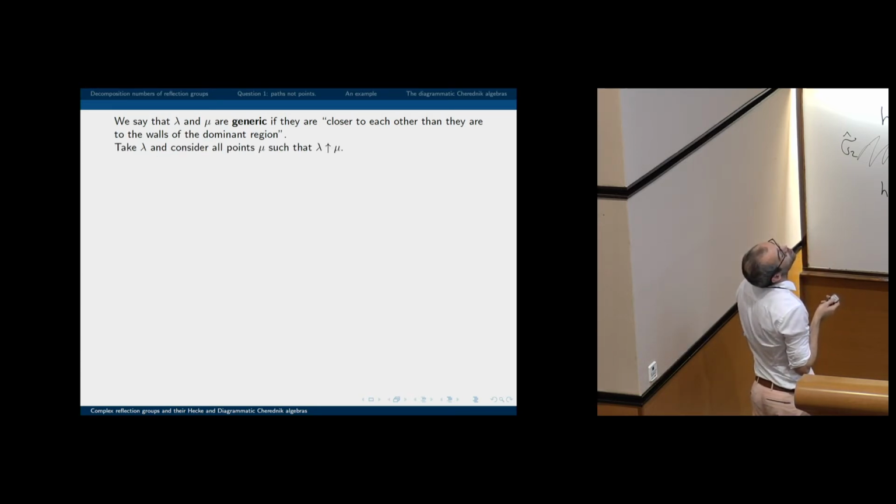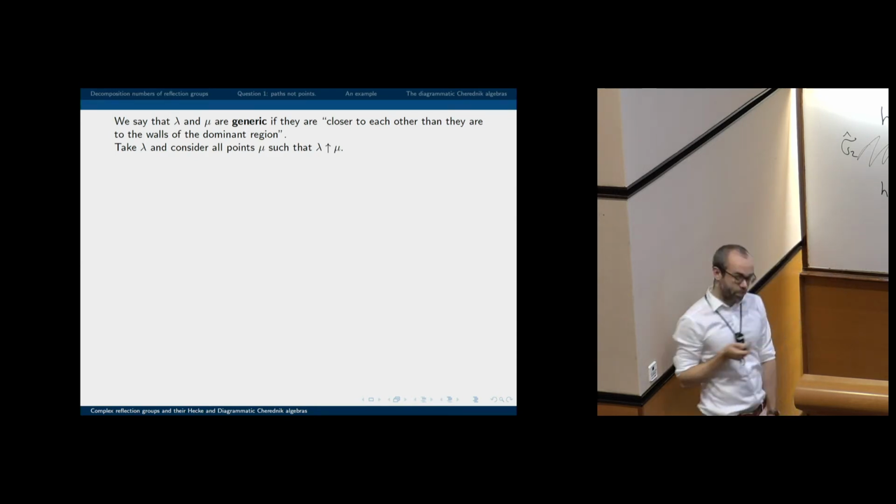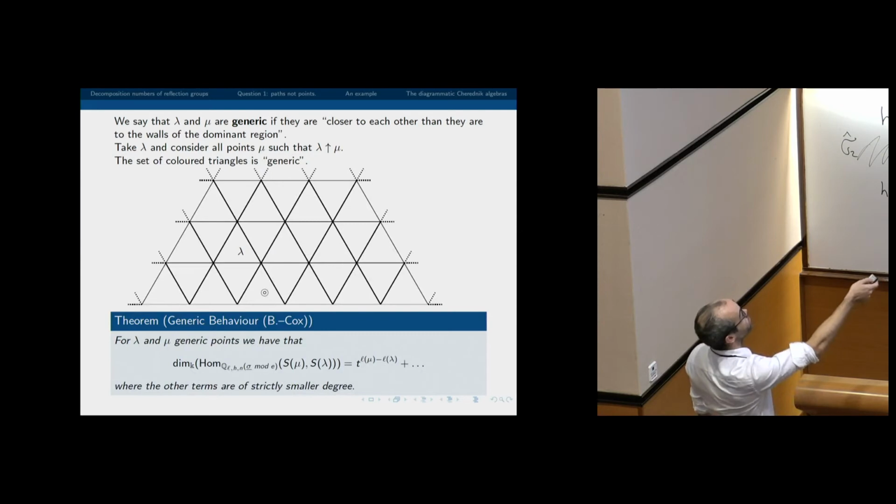So we're going to say things are generic if they're closer to each other than they are to the walls of the dominant region, which, of course, is meaningless. But let's draw some pictures and see what happens. And the theorem will be, if two points are generic, then you can calculate homomorphisms between the associated Specht modules. We can construct an explicit homomorphism in this degree.